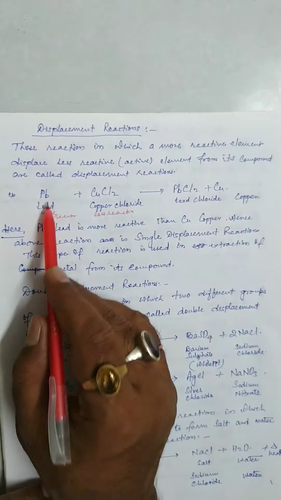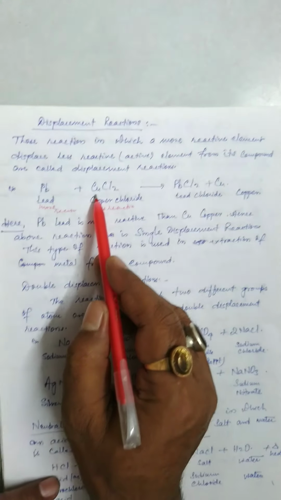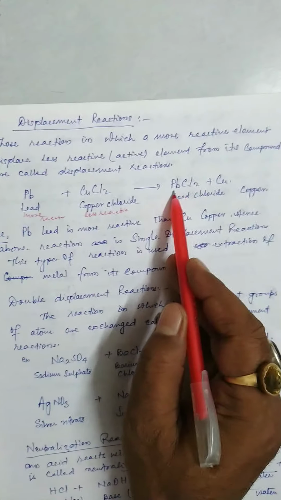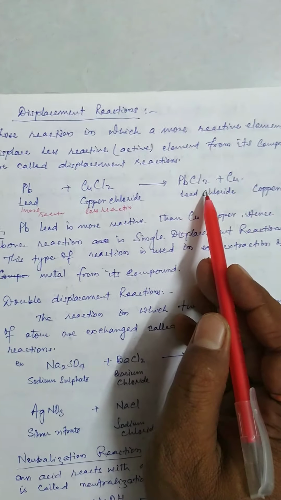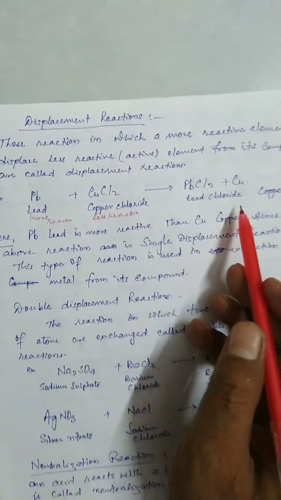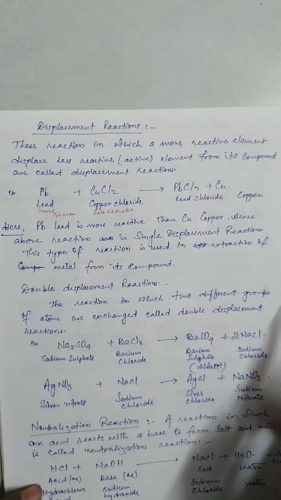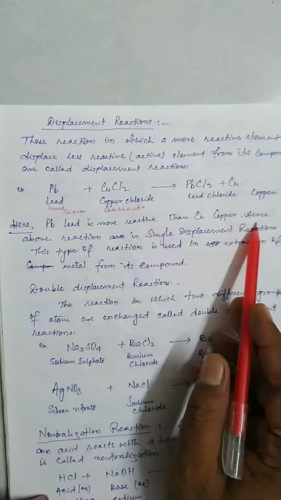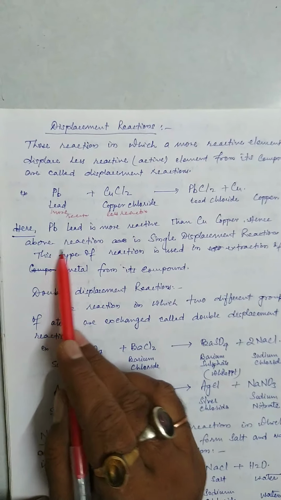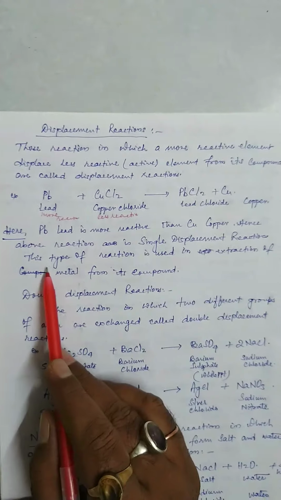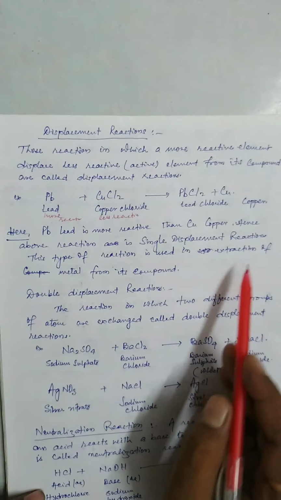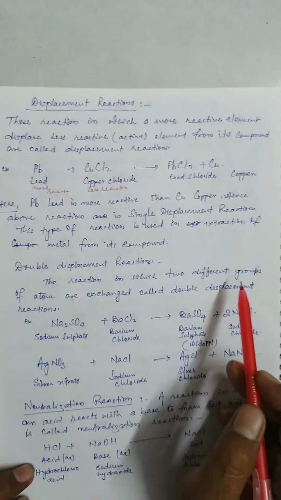It means Pb takes the place of copper and forms lead chloride. This displacement reaction is also called a substitution reaction. Here lead is more reactive than copper. Hence, the above reaction is a single displacement reaction. This type of reaction is used in extraction of metal from its compound.